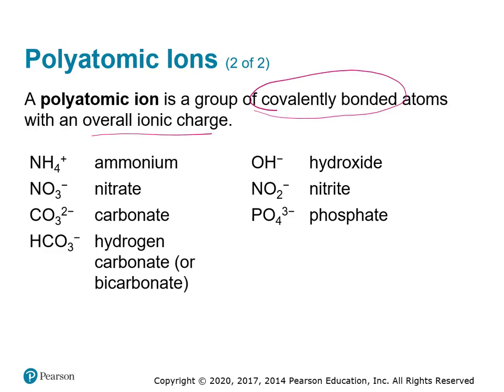So therefore, if we were to look at these, nitrogen and hydrogen are both nonmetals. Nitrogen and oxygen are both nonmetals. So they are covalently bonded, but they have a charge. So we have ammonium, it has a +1 charge. Nitrate, carbonate. This guy, HCO3- can be called hydrogen carbonate or bicarbonate. Either one is fine. OH is hydroxide, nitrite, phosphate. These are some common ones that we'll be dealing with.